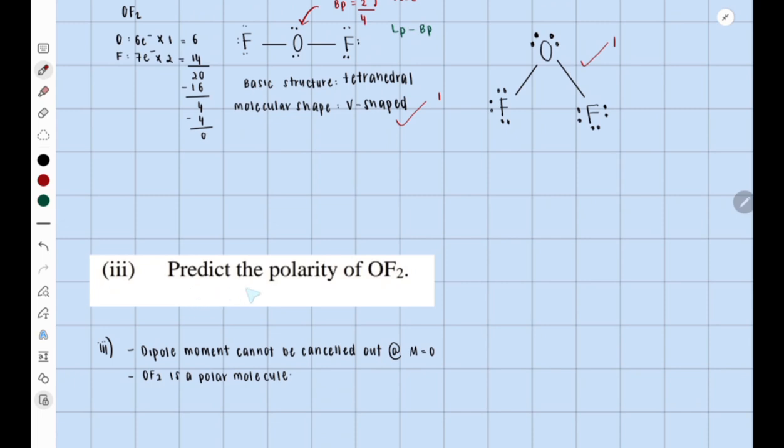3b3. Predict the polarity of OF2. Since the molecule is not symmetrical, the dipole moment cannot be cancelled out. So OF2 is a polar molecule. You will get 1 mark for saying the dipole moment cannot be cancelled out, and 1 mark for saying OF2 is a polar molecule.